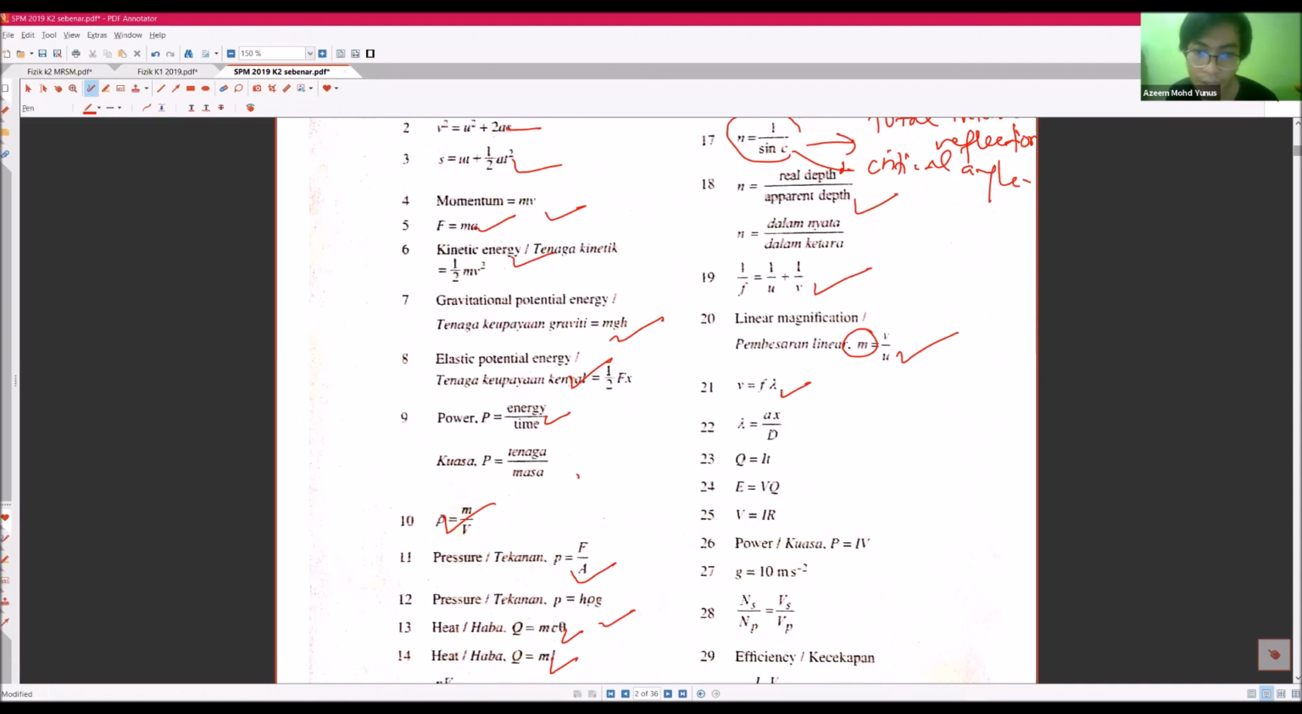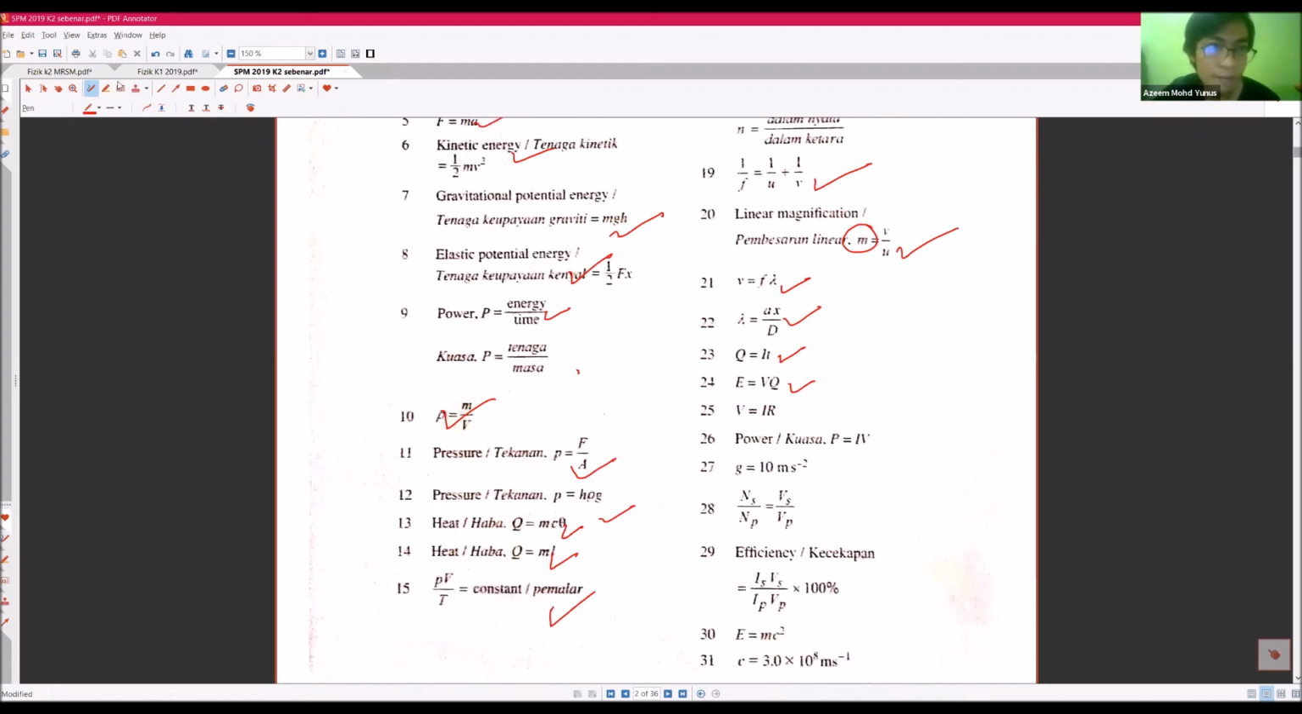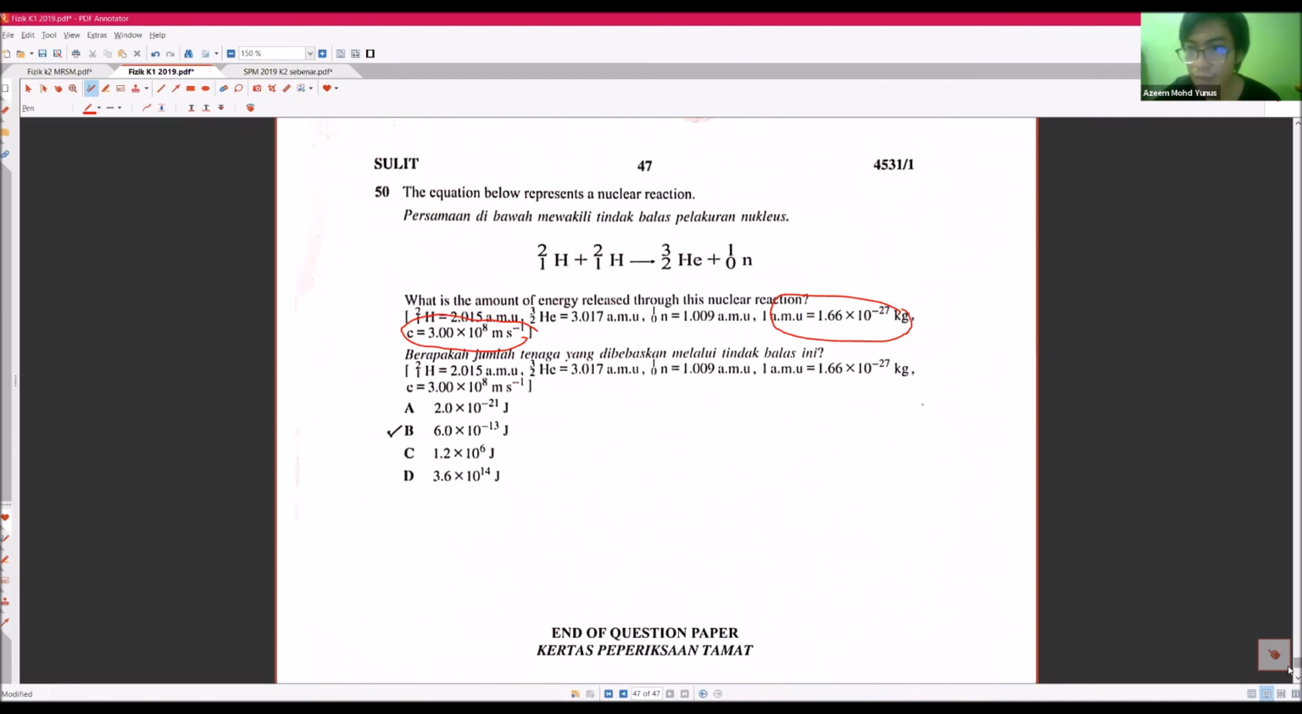This is the most complicated formula, Q equals It, and EBQ. I think we don't see EBQ in paper two, right? So let's look briefly at the point. Do we have EBQ?